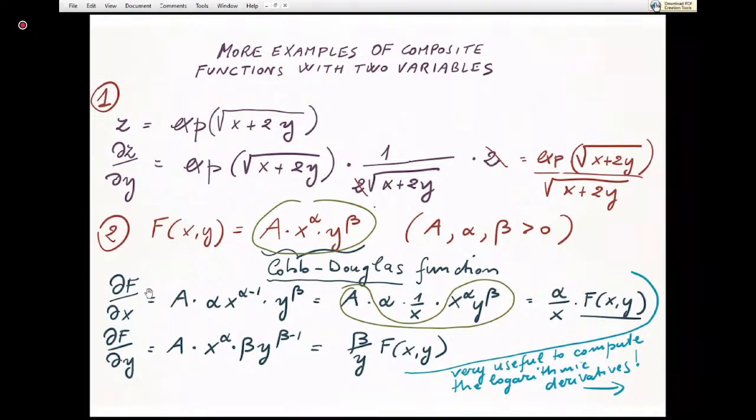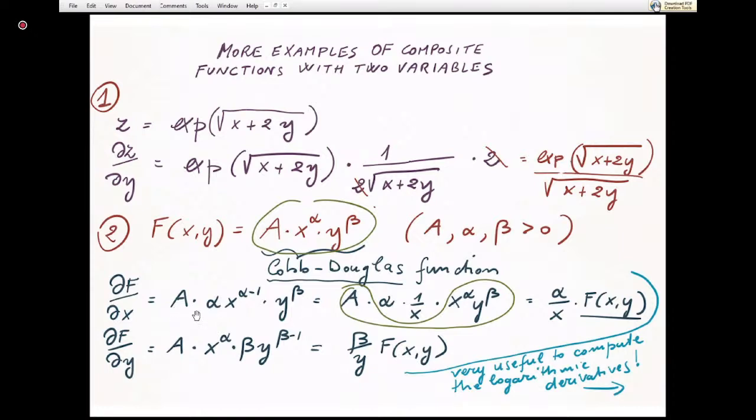Okay, so the derivative of our function with respect to x. This is already an example we made last time, but useful to repeat it. This is the derivative with respect to x. I regard the function as a function of x, so y to the power of beta is like a multiplicative term.